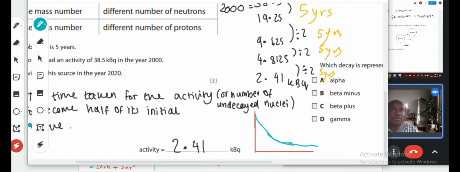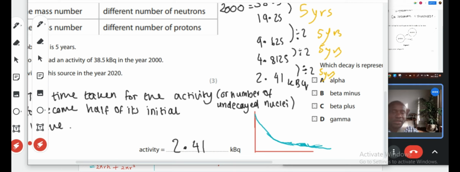Activity can never be zero because you always have half of something until infinity. There will always be half of this last 2.41, and half of what you got from halving 2.41, and then another half again, another half again. It may be so small, but it will never be zero. That's why the graph will be approaching the x-axis but will not touch it. So it forms what we call an asymptote. Did you get that explanation?